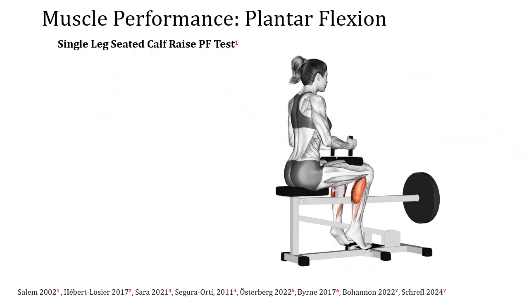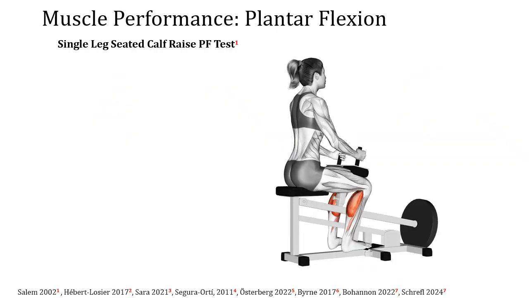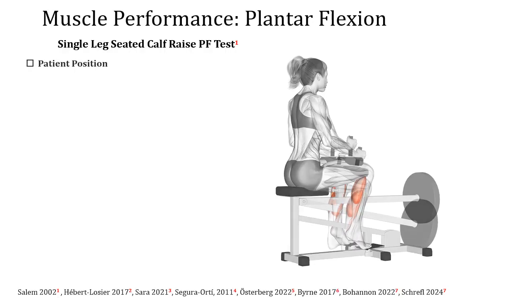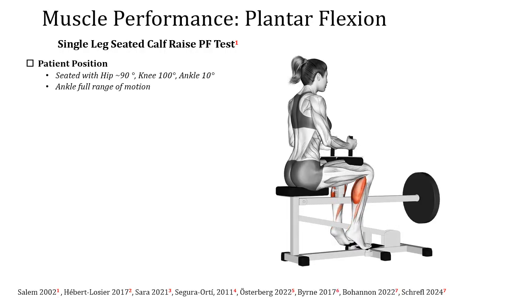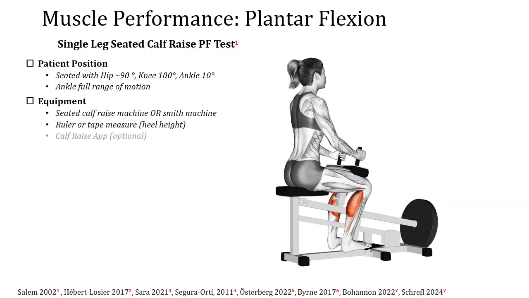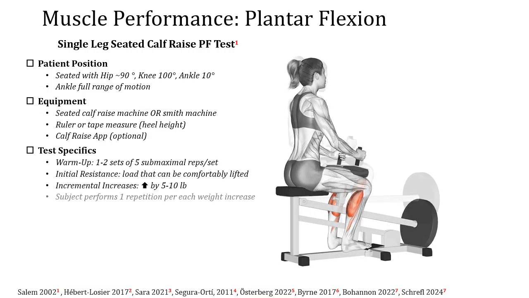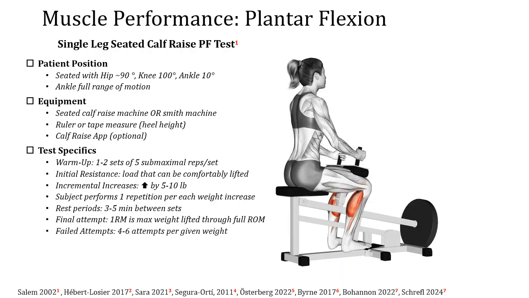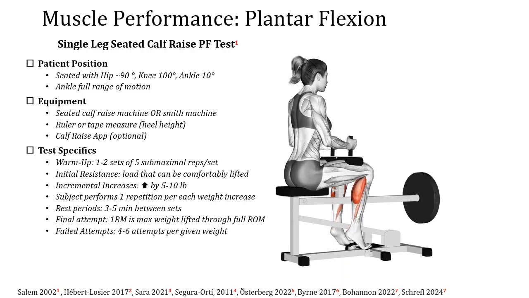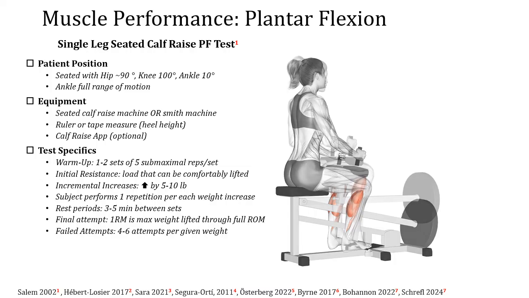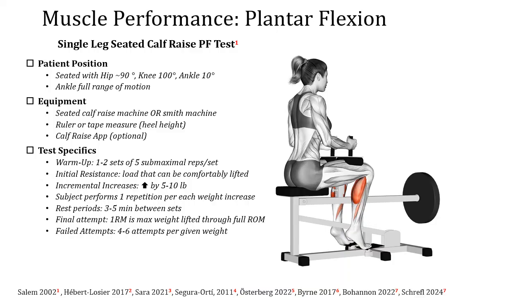So if you are going to be using the field-based test of the seated calf raise machine for your assessment, then the methodology that would be recommended would be sitting with the hips at 90 degrees flexed, knees at 100 degrees, ankles about 10 degrees dorsiflexed. The equipment would be your seated calf raise machine or Smith machine, a ruler or tape measure for heel height, and/or the calf raise app as previously shown.